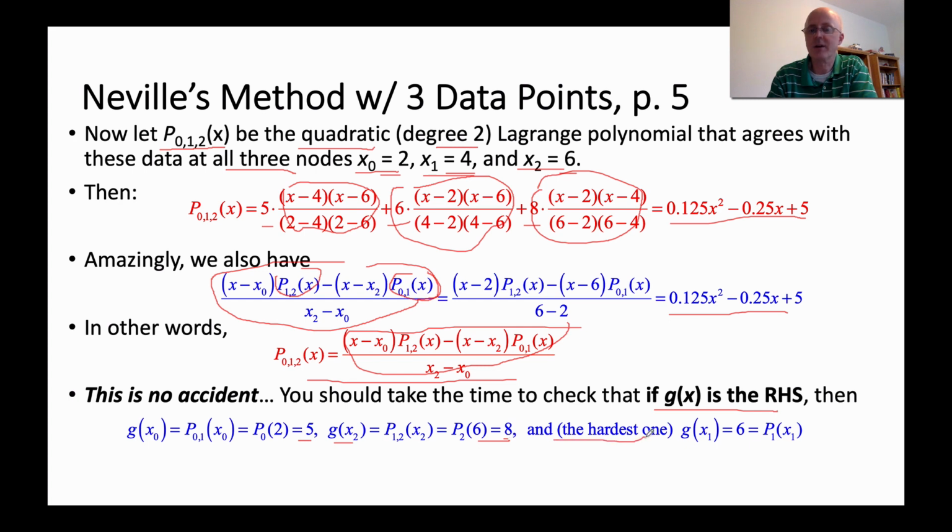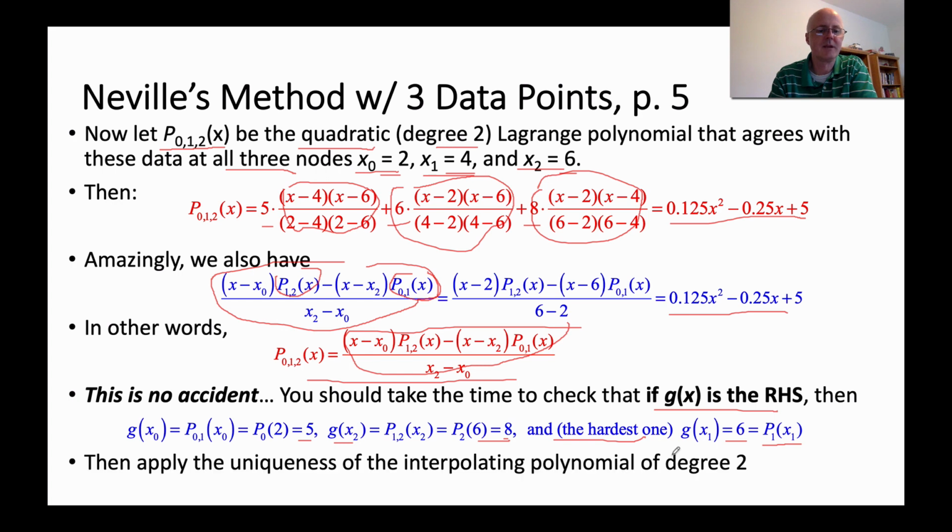And here's the hardest one to verify. G of x1, the middle node, which x1 equals 4, remember, equals 6, which does happen to equal p1 of x1, which is, again, that's by definition of what p1 was. Okay, that's the slightly harder one to verify, but you should take the time to check that.